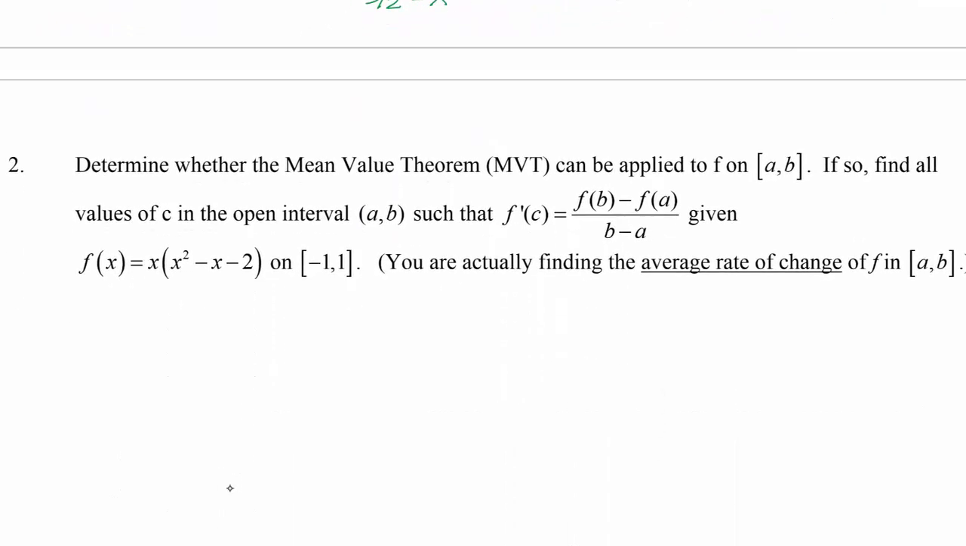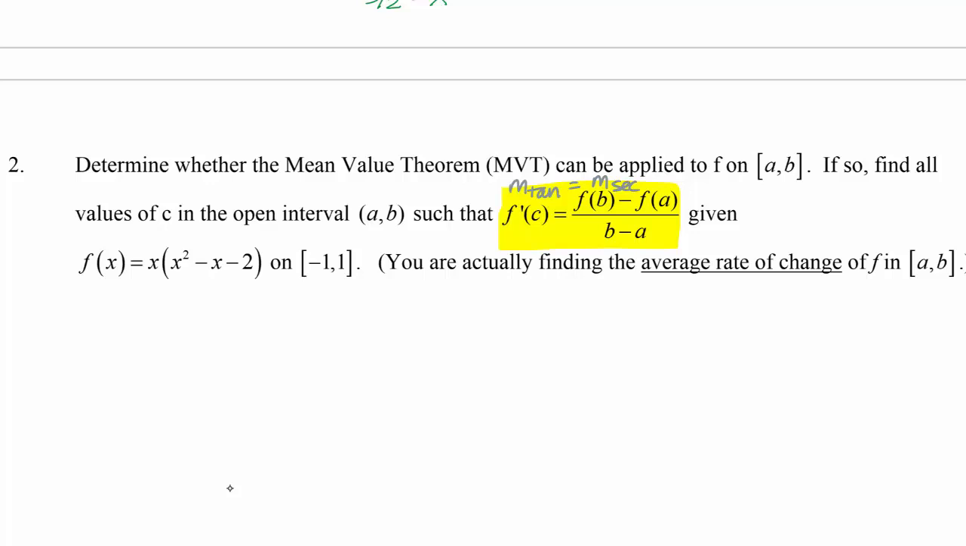So, determine whether the mean value theorem can be applied. If so, find all values of c in the open interval (a, b) such that... and really, again, I don't know that this needs to be given to you, because this is just saying slope of the secant equals slope of the tangent. So here's slope of the tangent equals slope of the secant line.